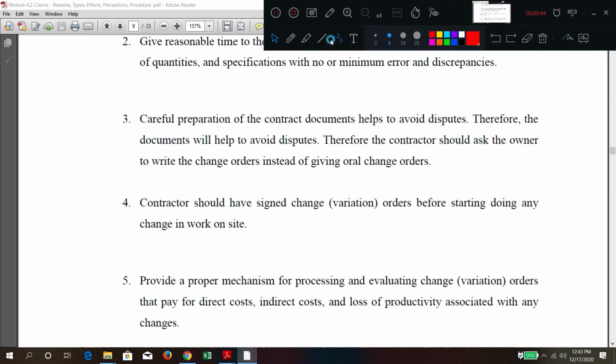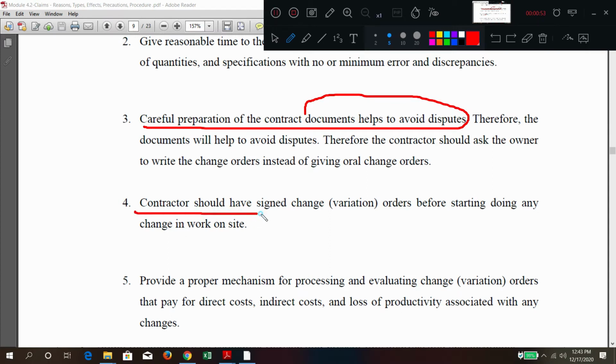Now, what is the third point? Careful preparation of the contract document. Again, it is going to help avoid disputes. Next, the contractor should have signed the variation order before starting any change in work. What do you mean by this one?